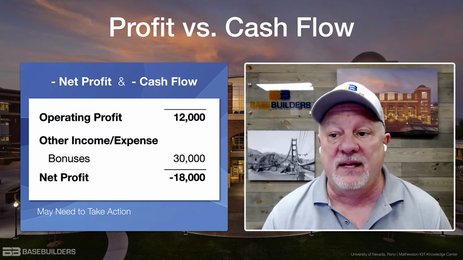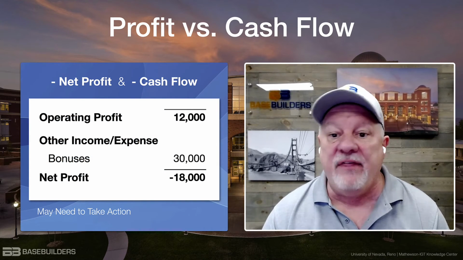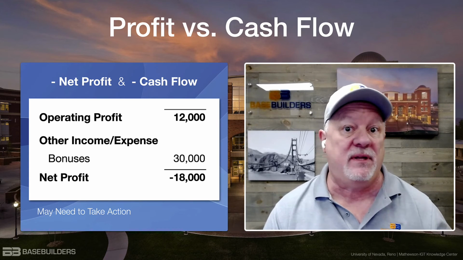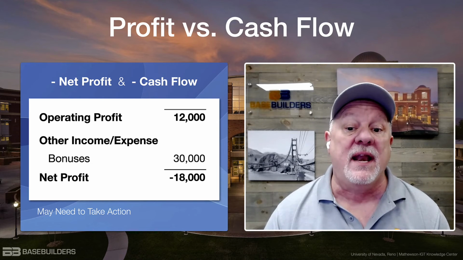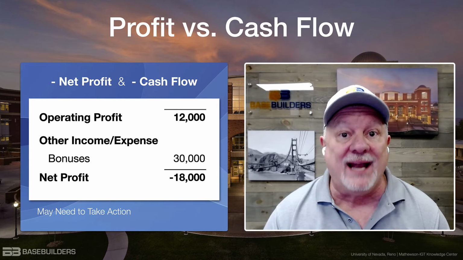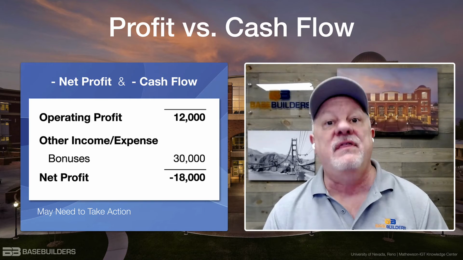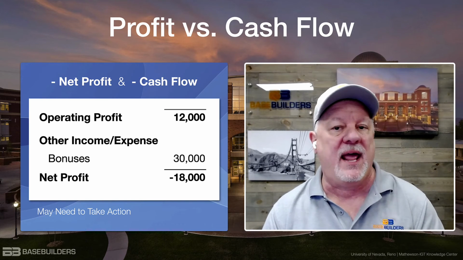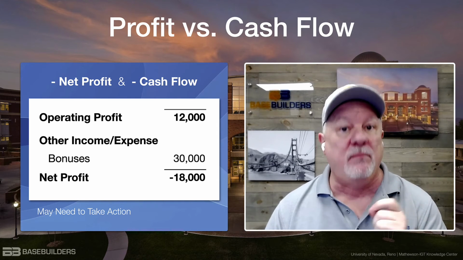Let's take a look at this. If you had operating profits of $12,000 and then you paid out bonuses, and let's say the bonuses were for the last 6 months or maybe the last 12 months worth of work, and you pay out $30,000, you've got a negative profit of $18,000. You've also got negative cash flow in the bank account. Well, it's expected. That's normal. So just because you have a negative profit and a negative cash flow doesn't mean it's the end of the world. You might be doing that on purpose.